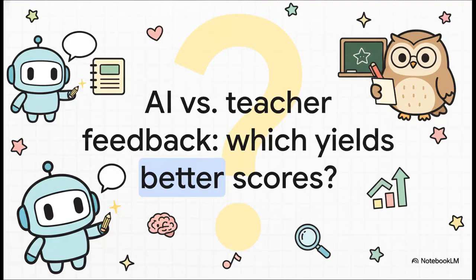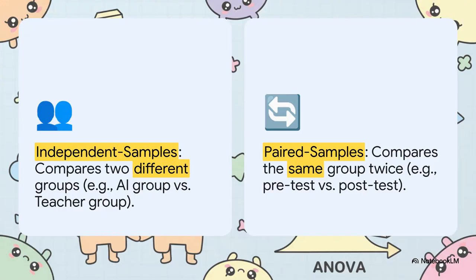Let's take a classic modern-day question. You've got 2 groups of students. One gets their writing feedback from an AI, and the other gets it from a human teacher. At the end of the term, who has the better writing scores? How can you tell if there's a real difference? Well, for this job, you need a t-test. But you have to pick the right one. It's simple, really. Are you comparing 2 completely separate groups, like our AI versus teacher example? Then you need an independent samples t-test. Or are you comparing the same group of people at 2 different times, like their scores before and after a training program? That calls for a paired samples t-test.